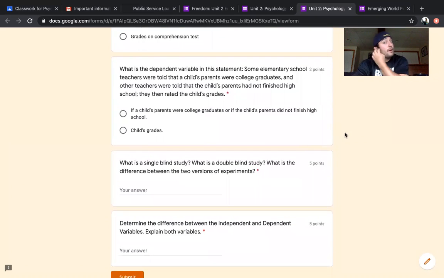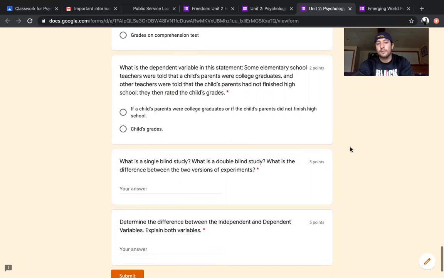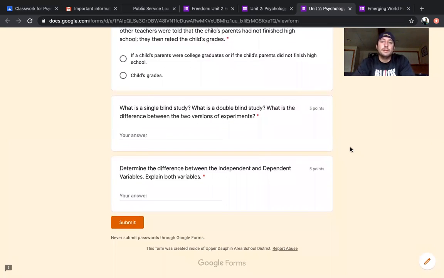What is the dependent variable in the statement? Some elementary school teachers, and so on, child's grades. Dependent variable, child's grades. It's what we're measuring. What is a single blind study? What is a double blind study? What is the difference between the two versions of experiments?